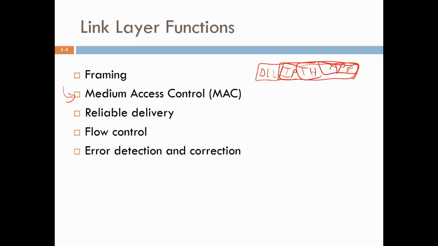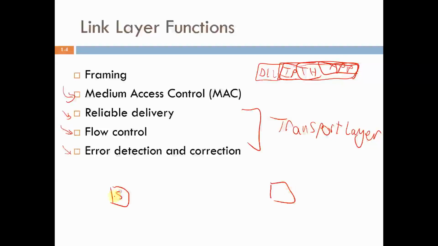There are three other functions that are part of the data link layer, and they are familiar functions. They are reliable delivery, flow control, error detection and correction. We know these functions from the transport layer. We have already seen how these functions are implemented at the transport layer. They are implemented again at the data link layer. And so you may ask why? Why do we need to replicate the functions? Don't we already have them at the transport layer? Why do we need to have them again at the data link layer?